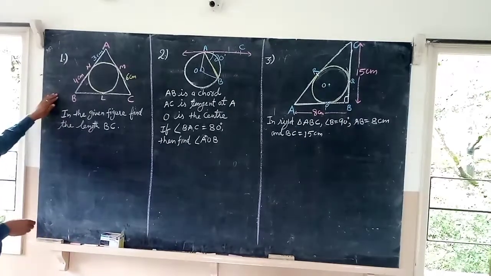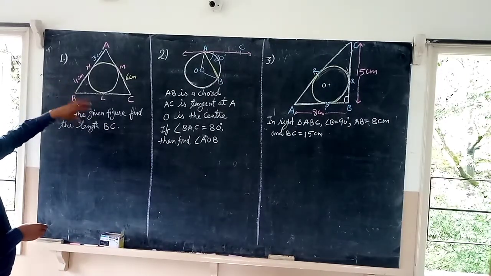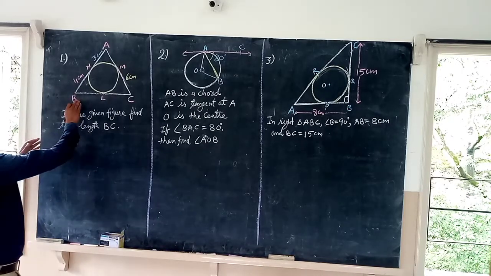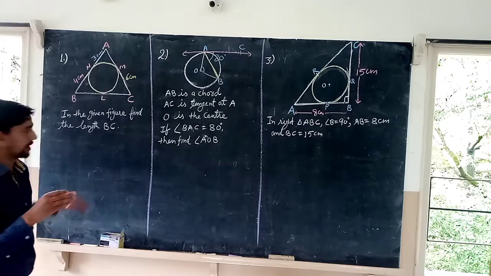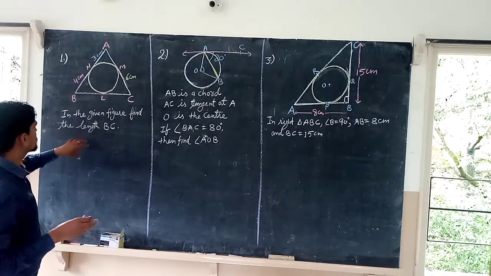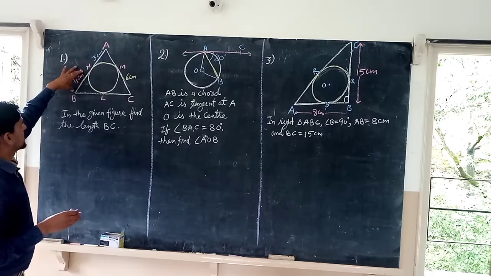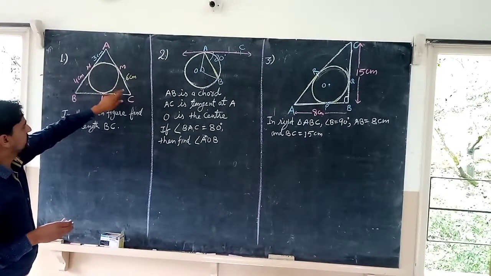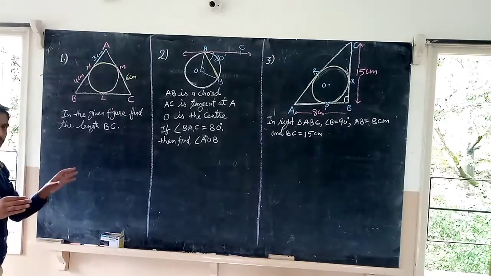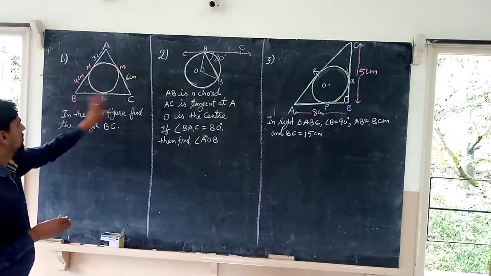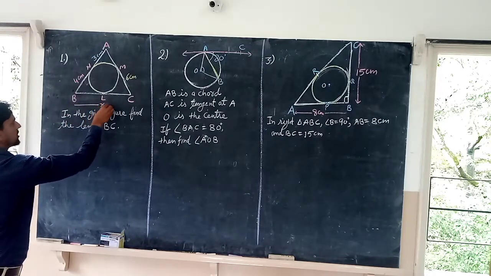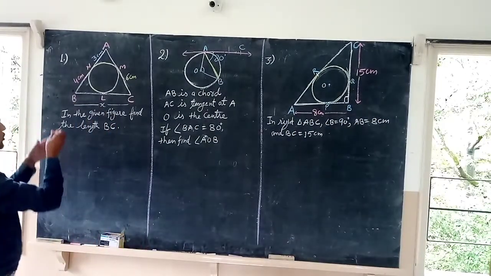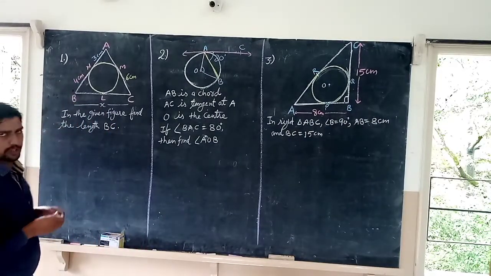Here in the first case, we have a triangle ABC and there is a circle inside this triangle, and we have to find the length of BC. What is given to us? BN is 4 centimeter, NA is 3 centimeter, and MC is 6 centimeter. This is all we are given, and we have to find BC. Now we have to think, how can we find BC using this information?